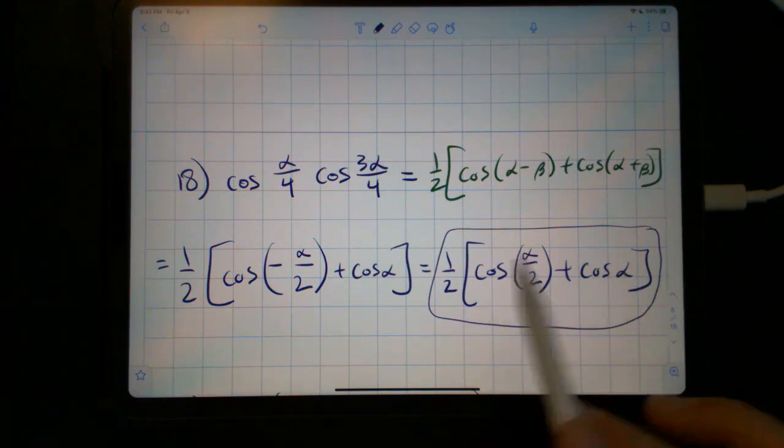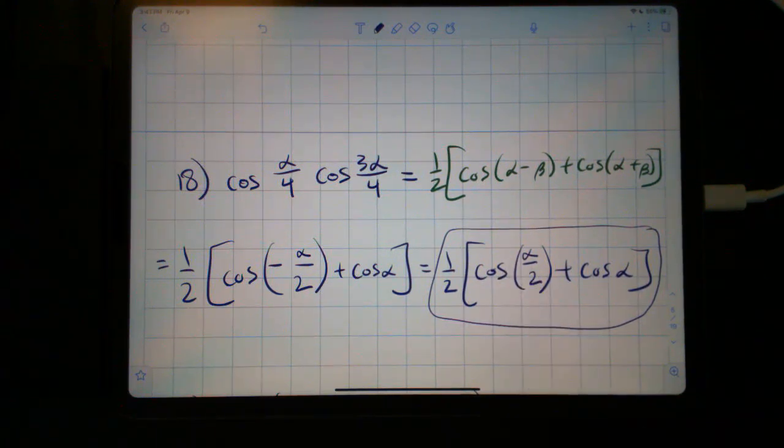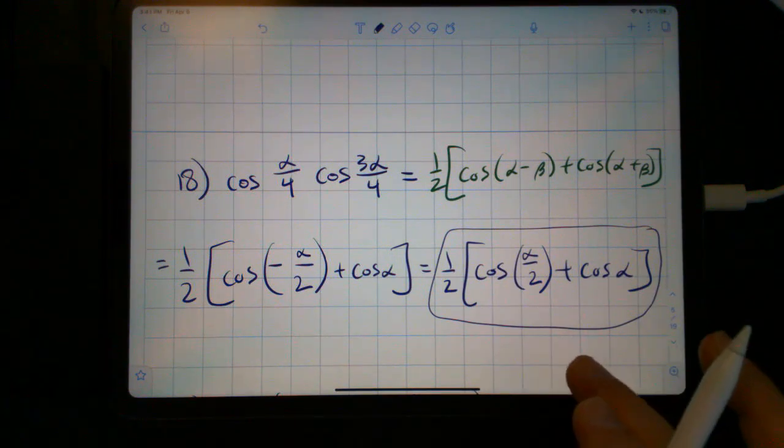I'm going to leave it at this. I could expand this. This is a half angle formula, but I think it'll make it look more complicated. So I'll leave it at that.